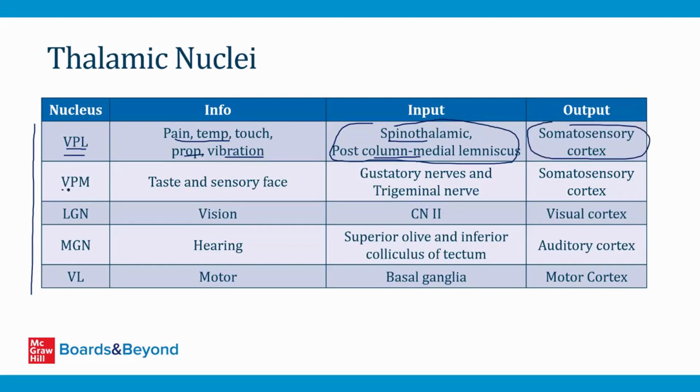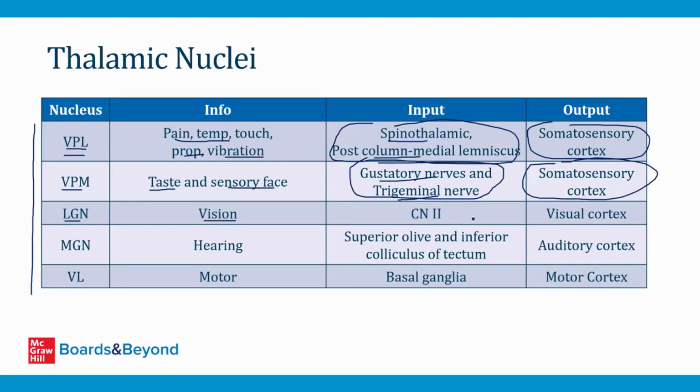The ventral posterior medial thalamic nuclei has a similar function, but for different sensations in different regions of the body. So the VPM receives sensory information on taste coming from the tongue, and also sensory information from the face. So the inputs to this portion of the thalamus are things like gustatory nerves that innervate the tongue and the trigeminal nerve, which is sensory to the face. And so once these nerve fibers synapse in the thalamus, then other neurons send that information on to the somatosensory cortex. The lateral geniculate nucleus is important for vision.